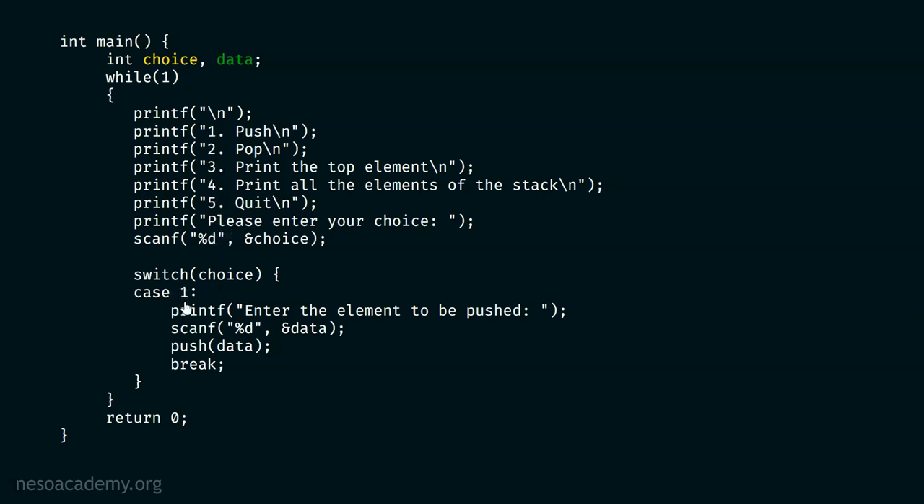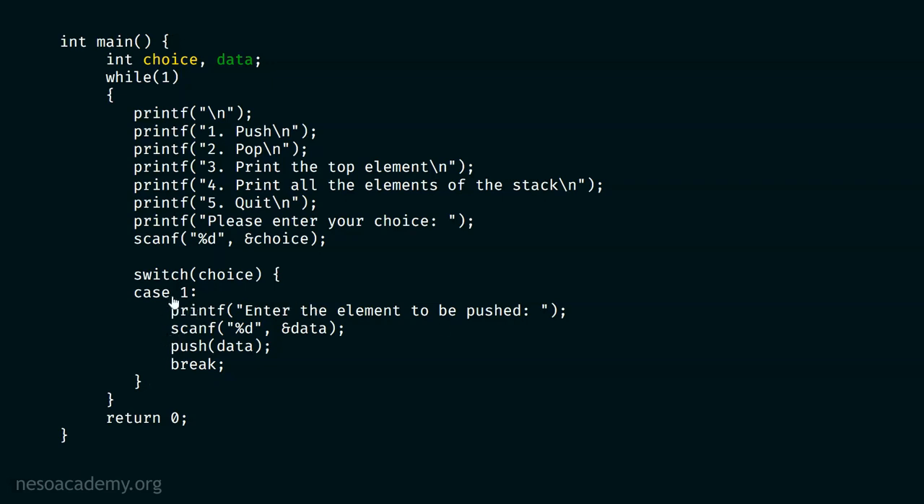If choice is 1, that is, if the user has entered 1, then in that case, this message must get printed on the screen, that is enter the element to be pushed. In that case, the element entered must be stored inside the data variable and then this data must be pushed onto the stack using the push function. After this, the break must be called. This is important. We know this already that after every case, we must put this keyword break, right? So this is case 1.